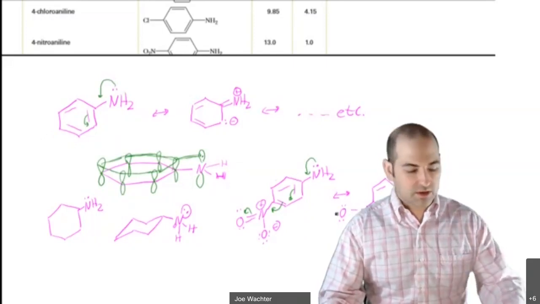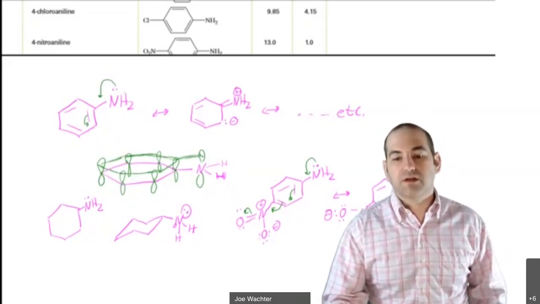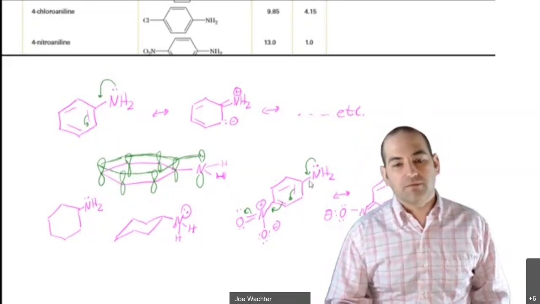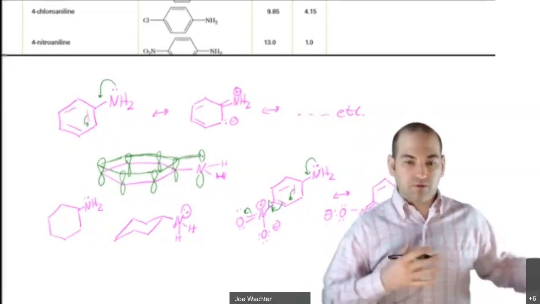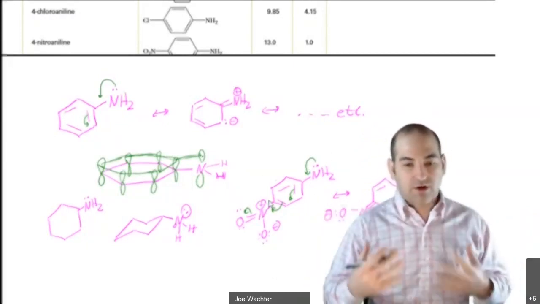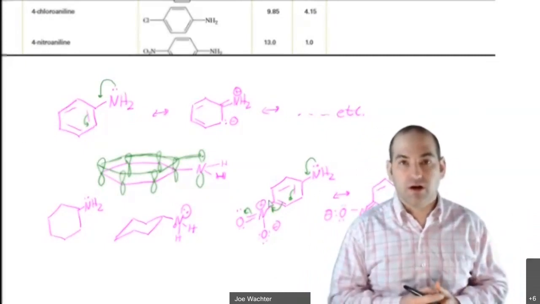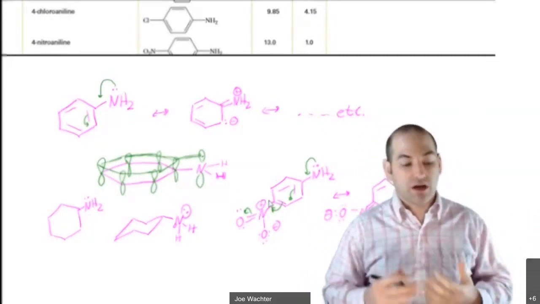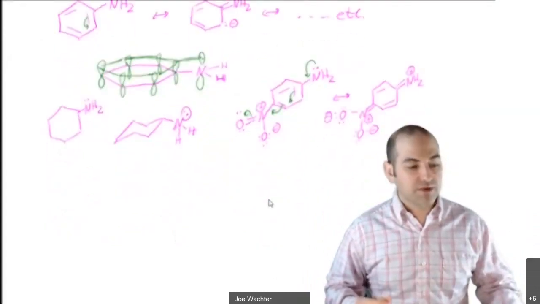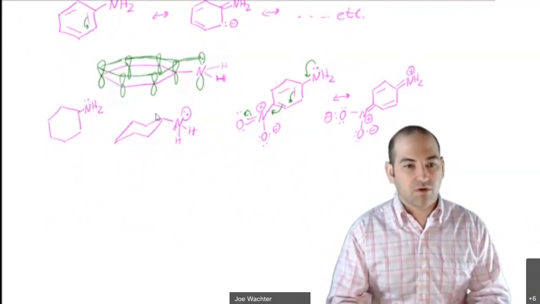Rebounds there. Like that. All right, so that's a very stabilizing resonance form. So generally, electron withdrawing groups, where we can pull that lone pair back, are going to make it less basic, so stabilizing the lone pair. If we had electron donating groups on the benzene, then it would go the other direction and make it potentially more basic.